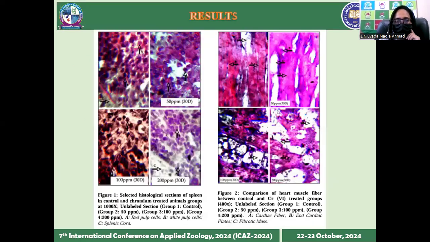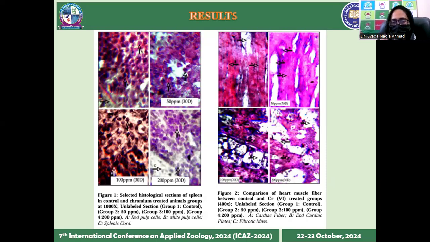Here are the results. Here you can see in the first section the selected sections of spleen in control, 50 ppm, 100 ppm, and 200 ppm. Here, the number of splenocytes like red pulp cells, white pulp cells, and splenic cord cells were very much reduced as compared to control, especially in 200 ppm.